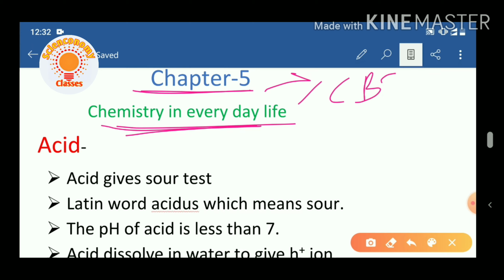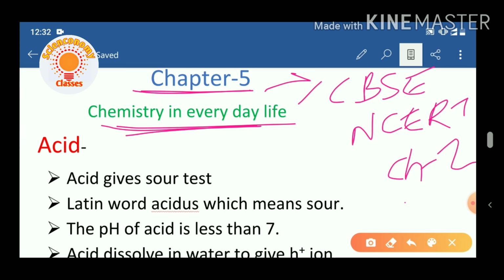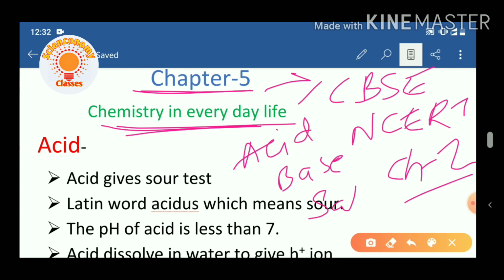This chapter is similar to CBSE or NCERT chapter 2nd. There the name of this chapter is acid, base and salt. So we can say that this chapter is similar to CBSE NCERT chapter 2nd. Now CBSE students also can watch this video and can learn from this video.